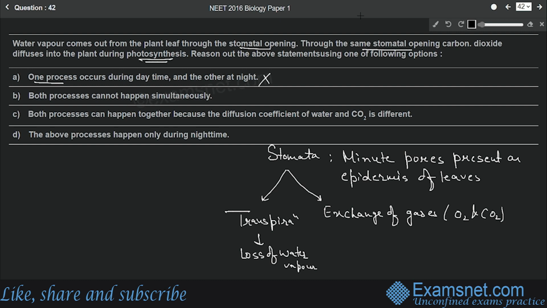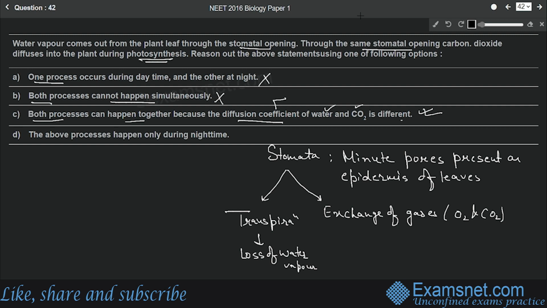Then the second option says both processes cannot happen simultaneously. So this is also not true because both processes can take place simultaneously. Okay, there is no such hard and fast rule. And the third statement says both processes can happen together because the diffusion coefficient of water and carbon dioxide is different. Now this is a correct statement. Okay. So what does diffusion coefficient mean? Diffusion coefficient basically explains the ability of a substance to diffuse.